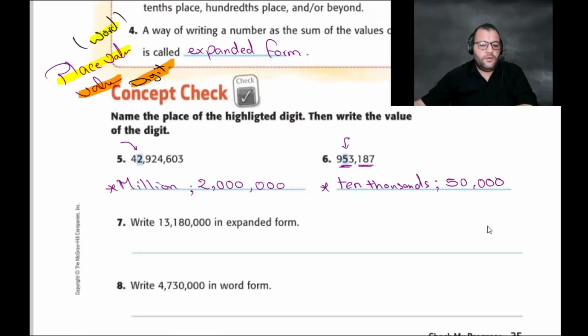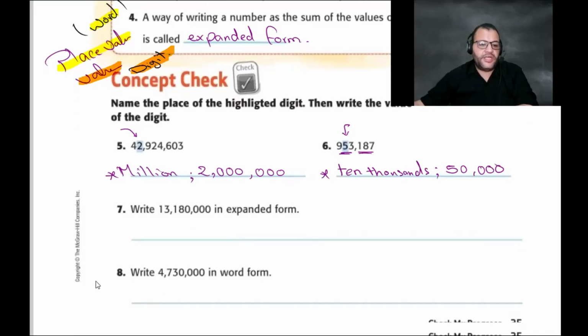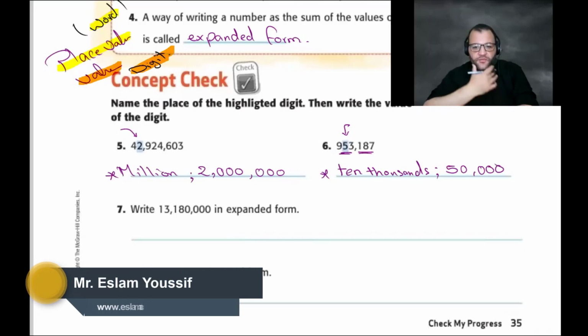Okay. Thanks, Muhammad. So we need to write, who can solve this one? Malik, can you solve this one with me? Number 7, we need to write the number in expanded form. Write the number in expanded form, Malik.